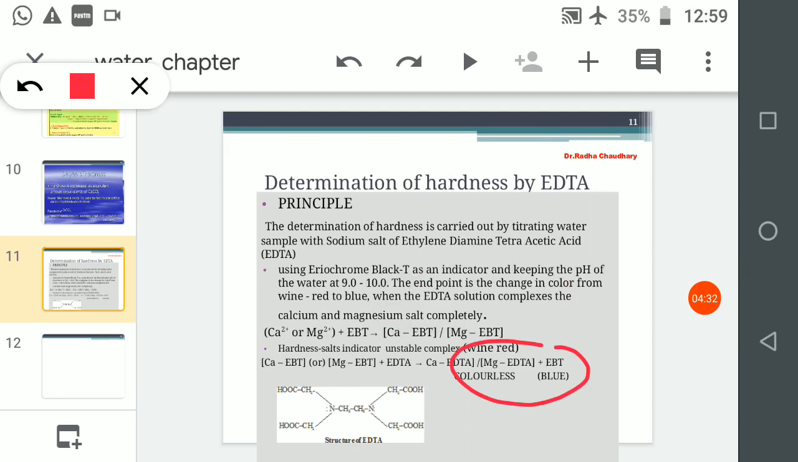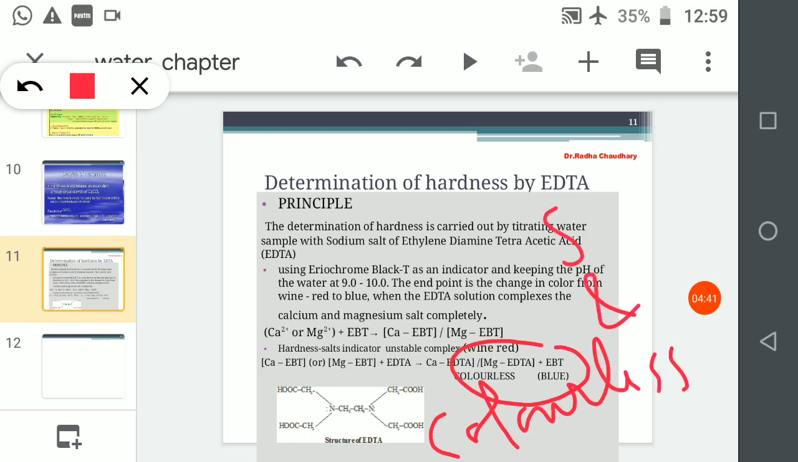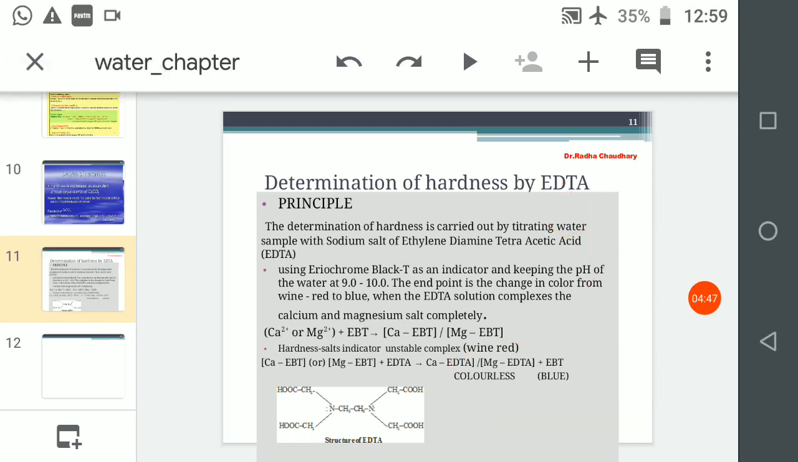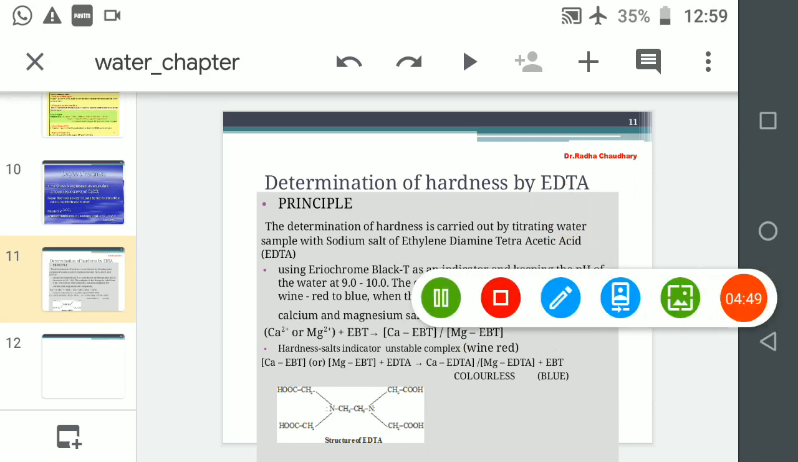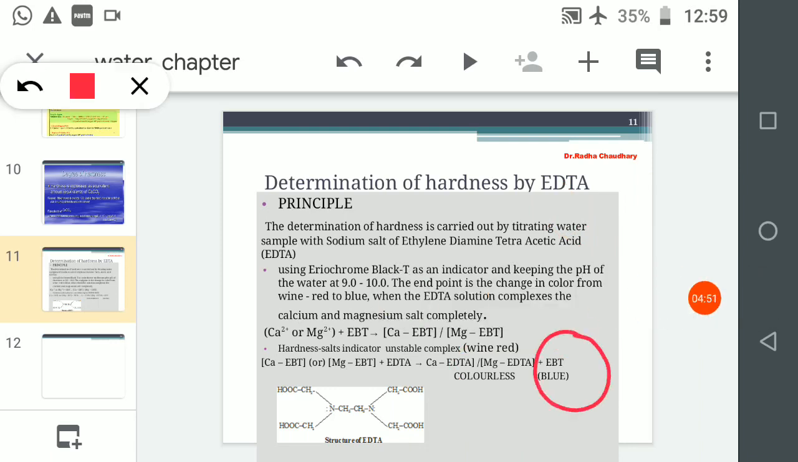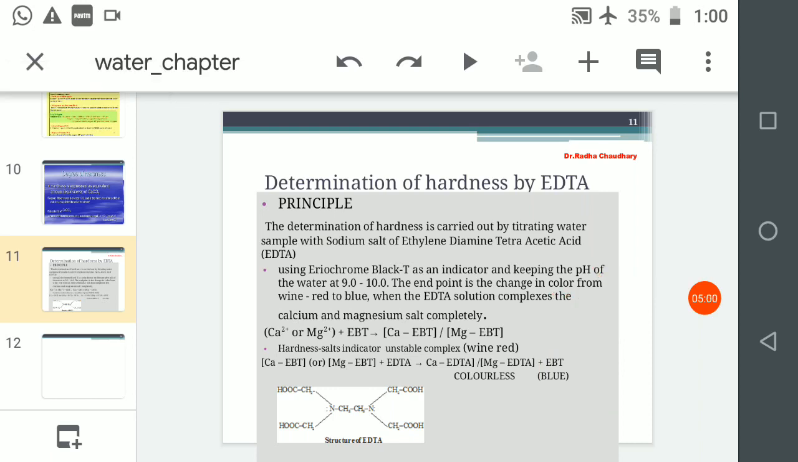This calcium magnesium EDTA complex is colorless and stable. And there is a release of EBT at the end point, so we are getting a blue color.